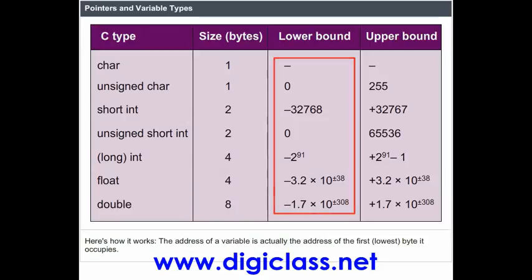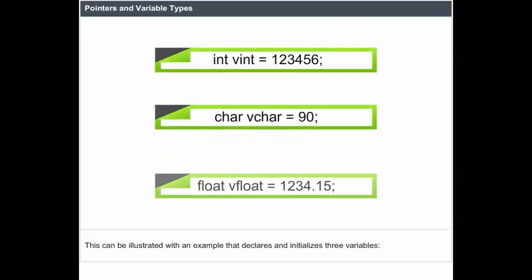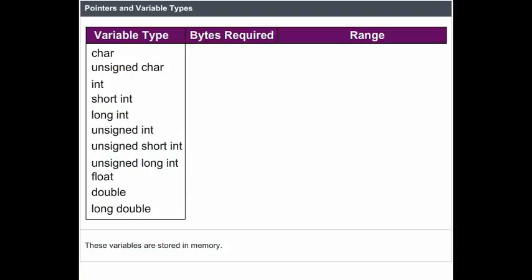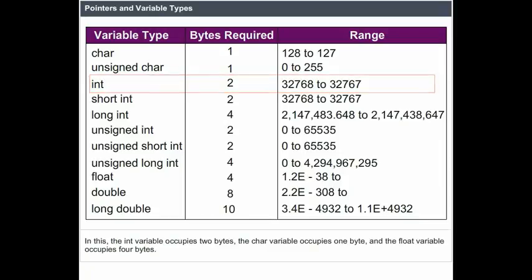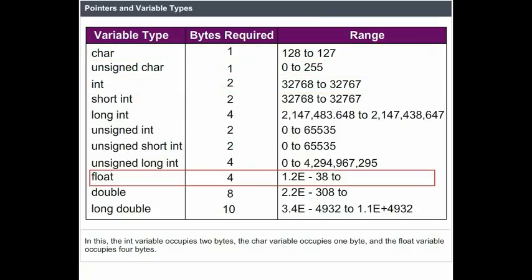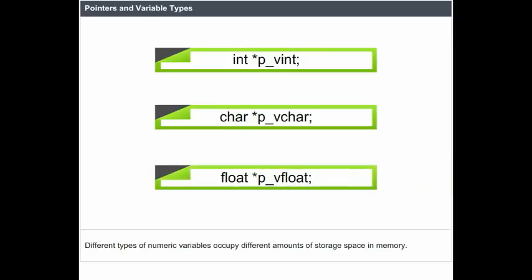Here's how it works. The address of a variable is actually the address of the first, lowest byte it occupies. This can be illustrated with an example that declares and initializes 3 variables. These variables are stored in memory. In this, the int variable occupies 2 bytes, the char variable occupies 1 byte, and the float variable occupies 4 bytes. Different types of numeric variables occupy different amounts of storage space in memory.